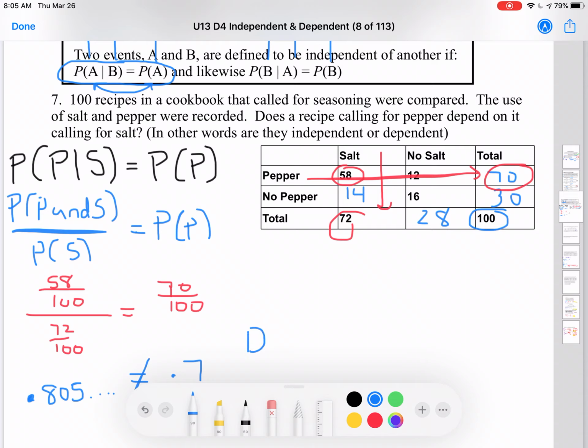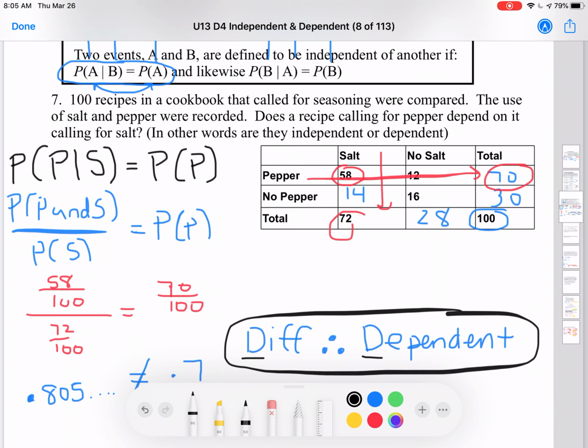It's easy to memorize D, D. If they're different, they're dependent. So salt and pepper are dependent on each other in this recipe. That's what they're concluding about all these different recipes. So this is your answer right here. They're different, therefore dependent. But what work would we be looking for? All of this. We would be looking for those calculations.